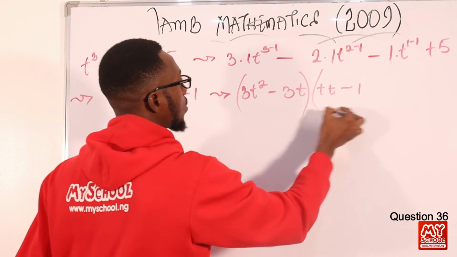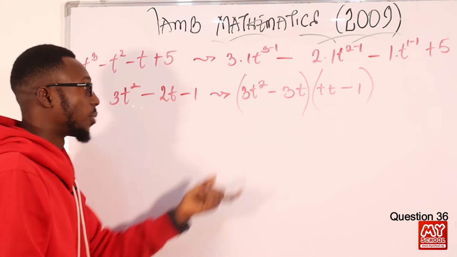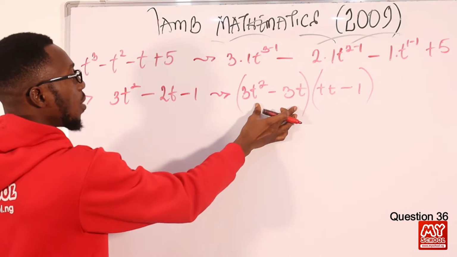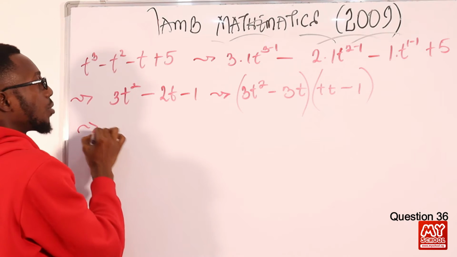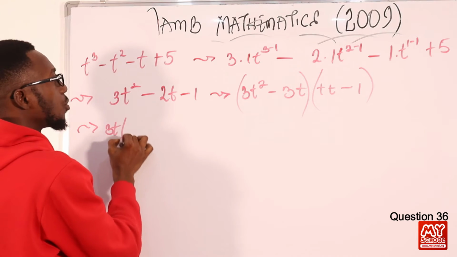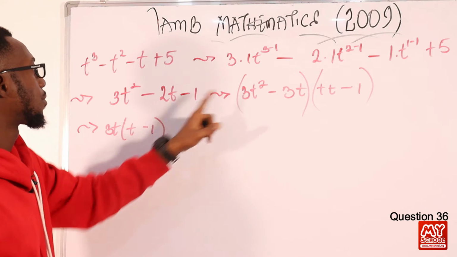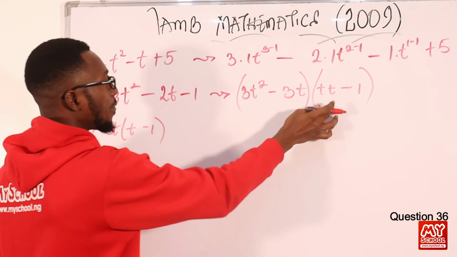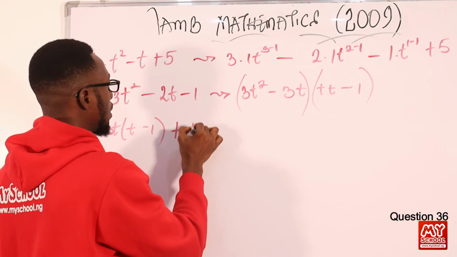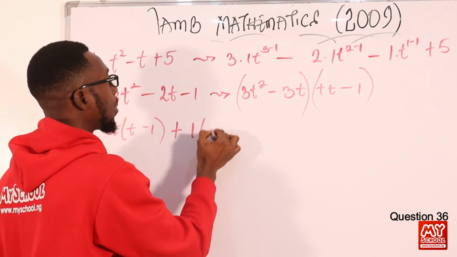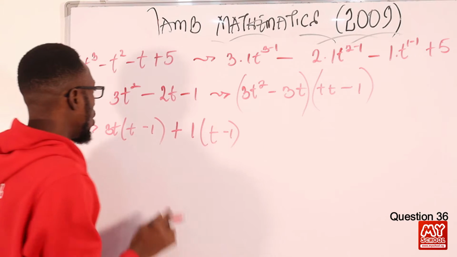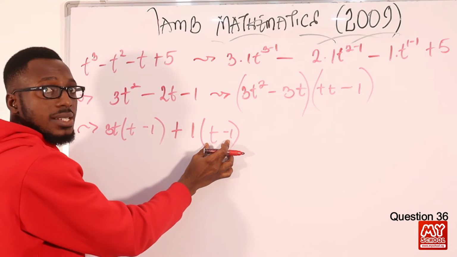So you can just use the other method of factorization. I'll just stick with this. All right, so what's common in this bracket? So I should have 3t is common, into bracket t minus 1. All right, 3t times this gives you this. Then for the next bracket I have plus t, I can say plus 1 into bracket t minus 1. So you can see this bracket and this bracket are the same thing.